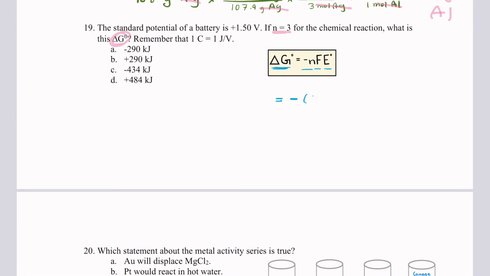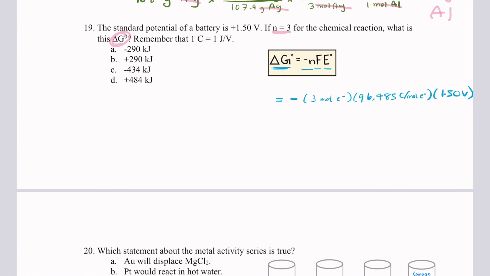So the reaction moves 3 moles of electrons. That's given to us in the question step. Faraday's constant is about 96,485 coulombs per mole of electrons. And the standard cell potential is 1.50 volts. Again, that's given to us in the question step.